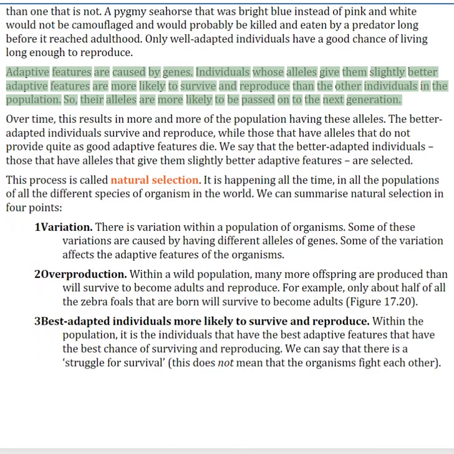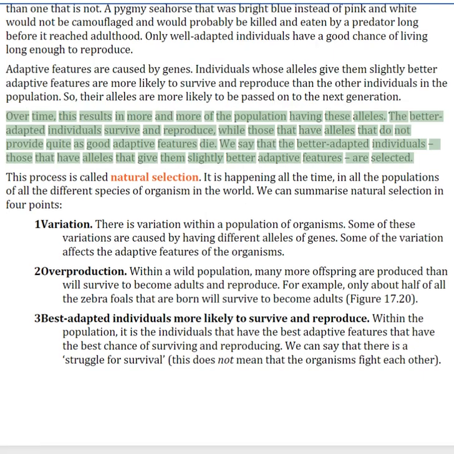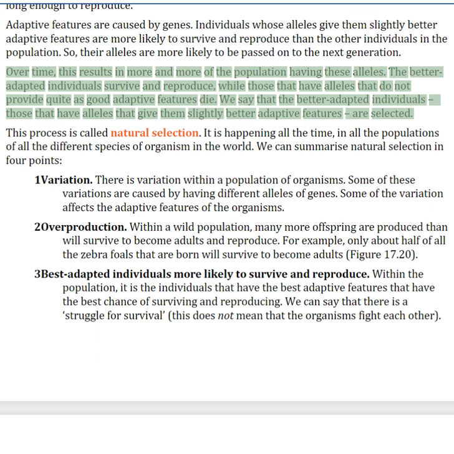Adaptive features are caused by genes. Individuals whose alleles give them slightly better adaptive features are more likely to survive and reproduce than the other individuals in the population. So, their alleles are more likely to be passed on to the next generation. Over time, this results in more and more of the population having these alleles.